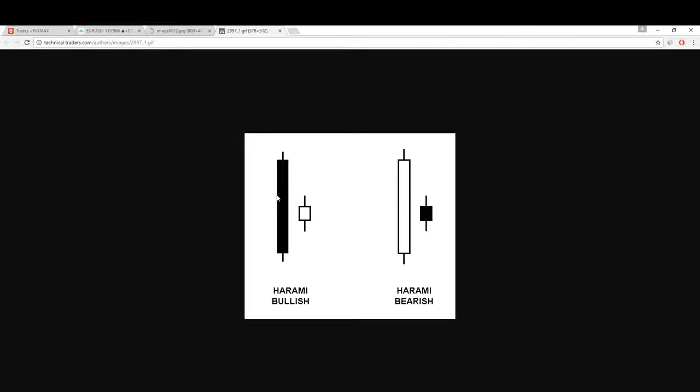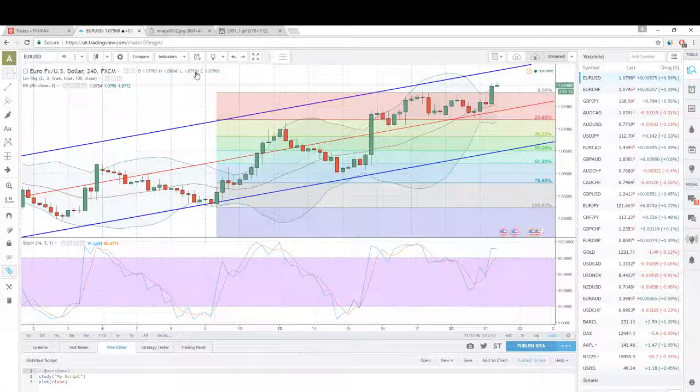and it can help us to understand what we should do next, what we should do following. Of course, it's also a reversal pattern, and it should mark for us the change in trend.